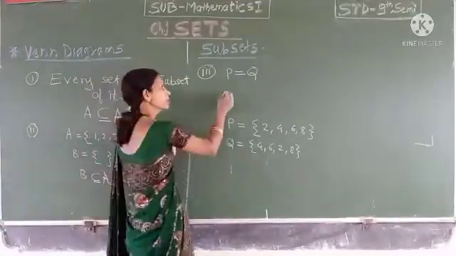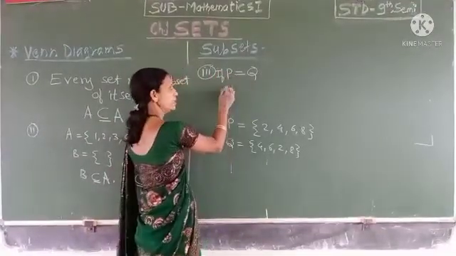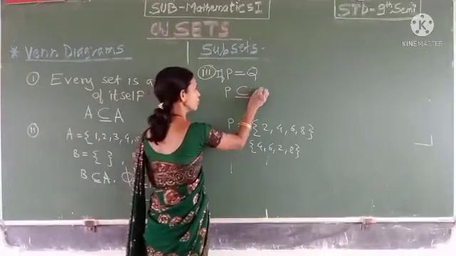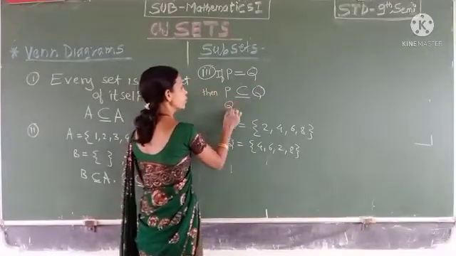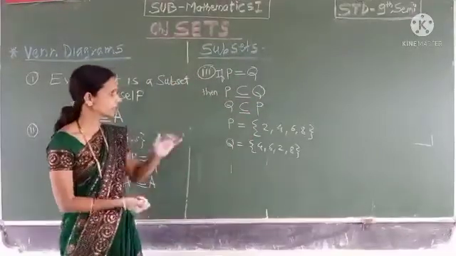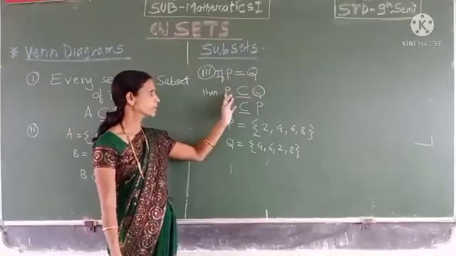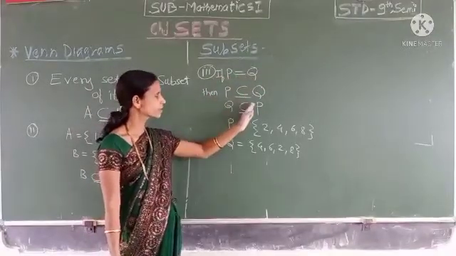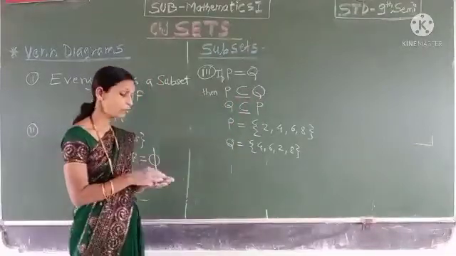Then if two sets are equal, then P is a subset of Q and Q is a subset of P. See here, if there are two equal sets, then each set is a subset of the other, and vice versa.